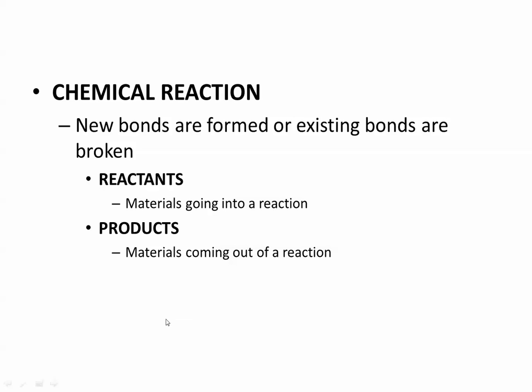But in a chemical reaction, you have the things that are going into the reaction. These are the reactants. The products are the things that come out of the reaction. So if you're going to make a product and you put the components of that product together, the components are the reactants and the product is the final end thing that you are making.